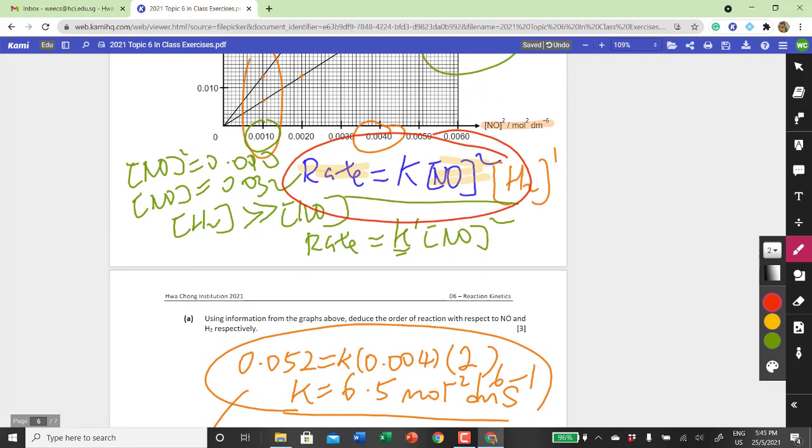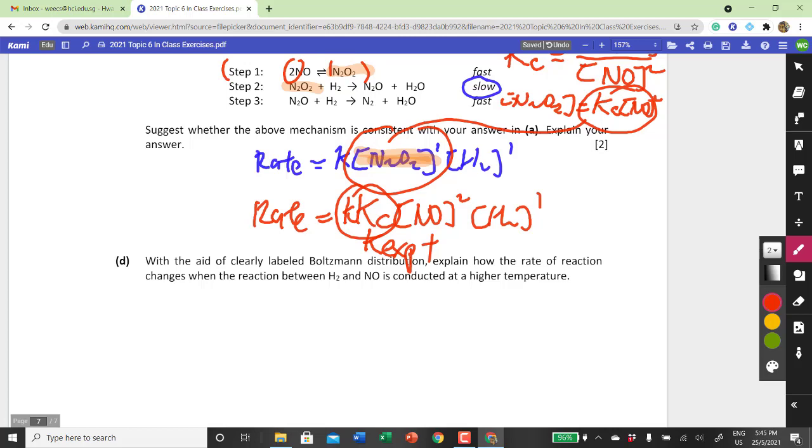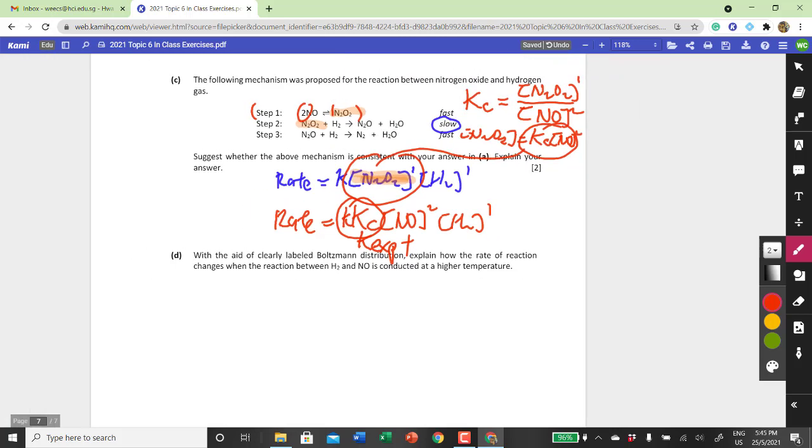Of course, when we write out our rate law, we'll just write it as k. We will not write it as k experimental, because that's a theoretical treatment. So in that case, yes, the mechanism is consistent with the answer in A, because it reflects second order kinetics when I combine them up for NO, and then of course for H2.